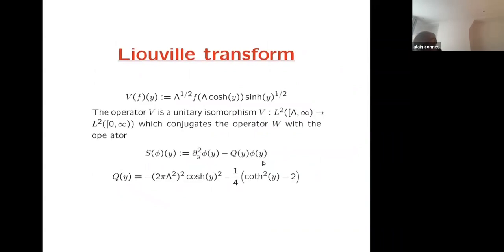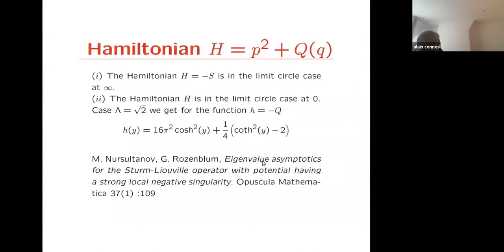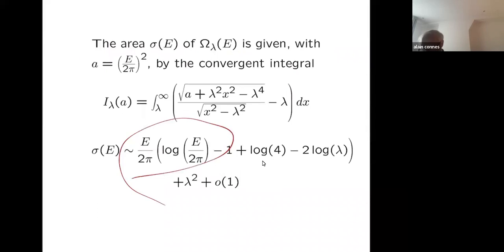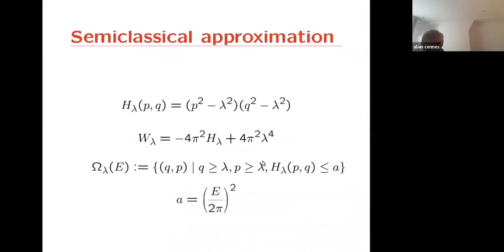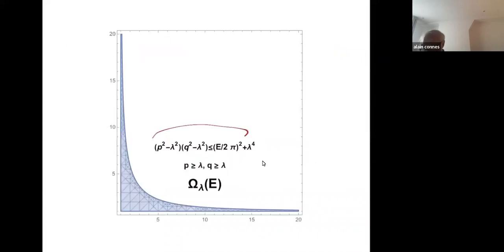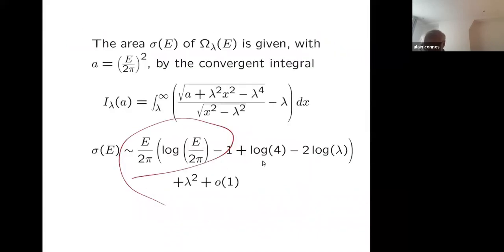And I want to skip also this part on the Liouville transform. By using deep results on the control of the eigenvalues of a Liouville operator, we were able to refine the semi-classical approximation, which is very rough, and to obtain that for lambda equals square root of 2, one will get the correct behavior, like in Riemann, with a capital O of log E term, exactly like in Riemann.